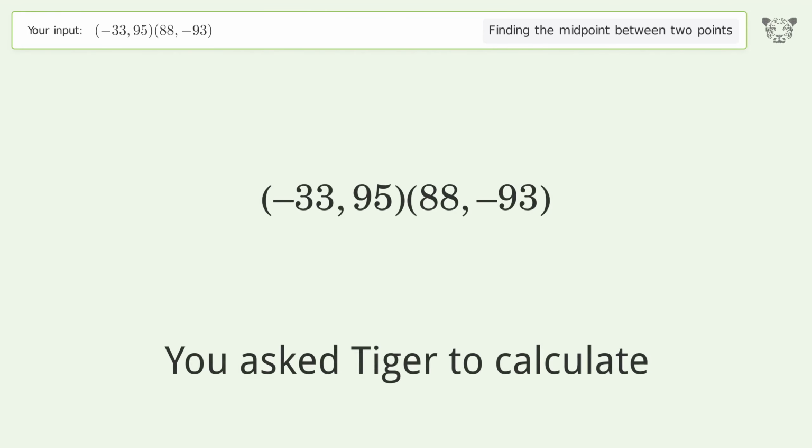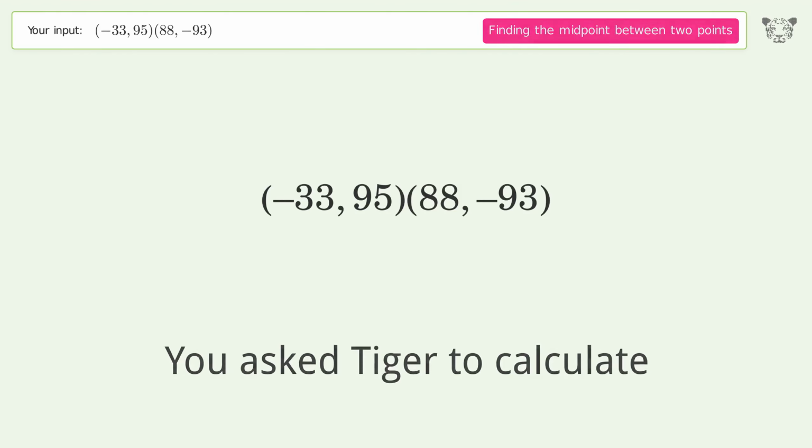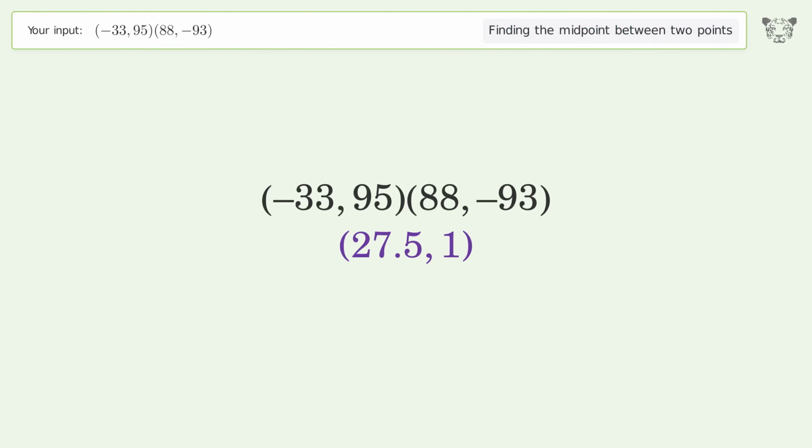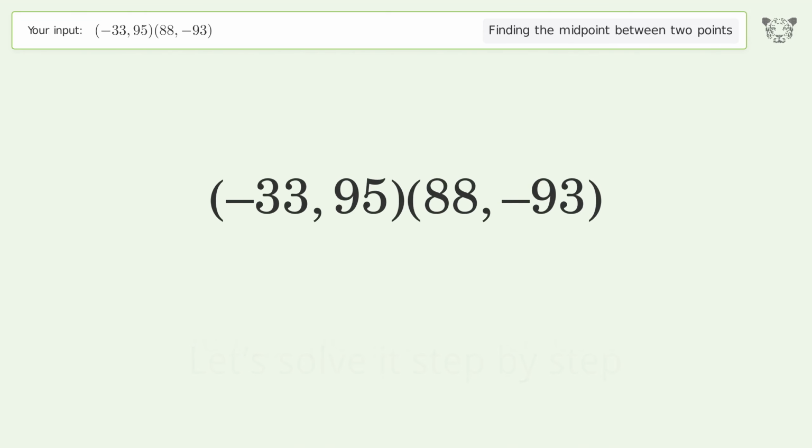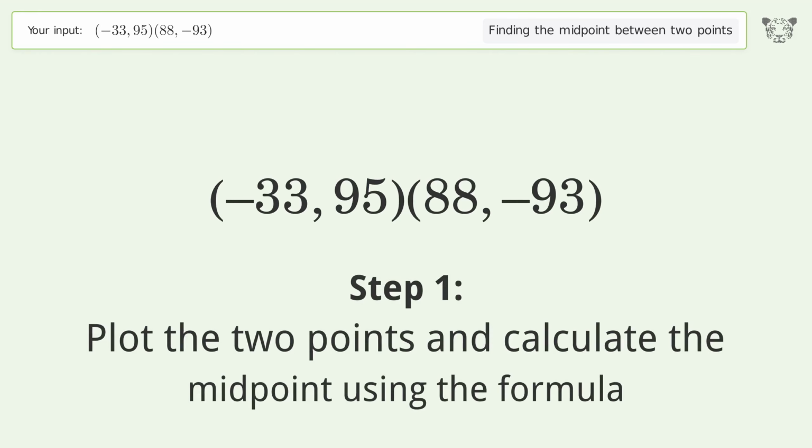You ask Tiger to calculate. This deals with finding the midpoint between 2 points. The midpoint between the 2 points is 27.51. Let's solve it step by step. Plot the 2 points and calculate the midpoint using the formula.